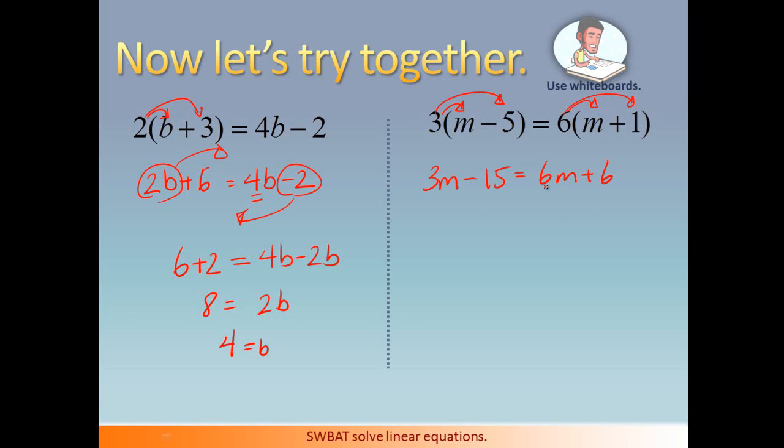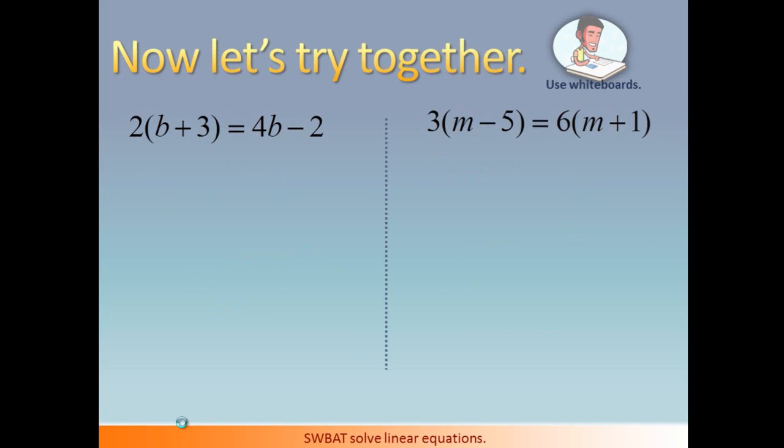Let's see, 3m, 6m, this one's got the bigger coefficient, so I'm going to keep the 6m here. 3m is going to move over there. That means this is going to go over here. And so we're collecting like terms. So now we have negative 15 minus 6 equals 6m minus 3m. Continue to simplify. That's 3m. m equals negative 7. All right, keep going.